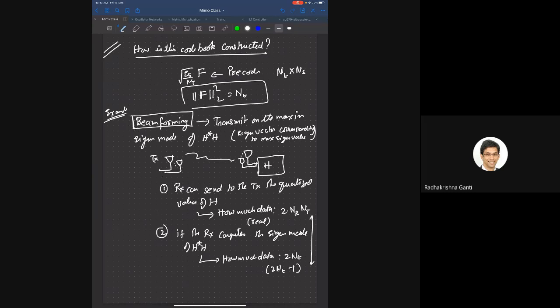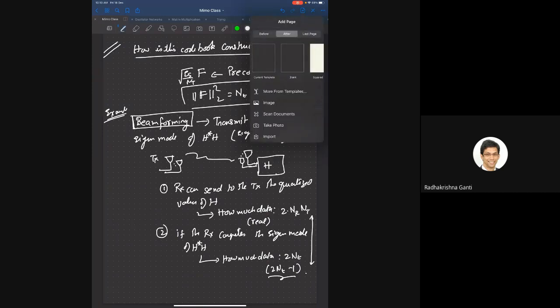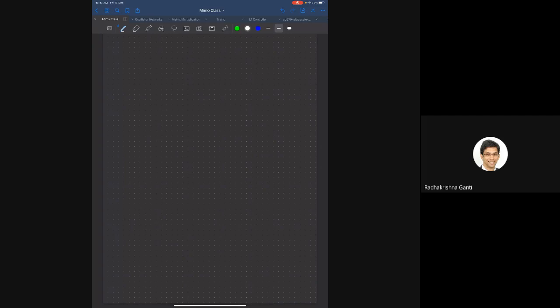Okay, sir. So coming back to this, you can see this is a very simplified way of looking at things. You can see a lot of savings in terms of the feedback channel. Agreed? Now the question is, you have a codebook of beamforming vectors. So essentially, what is the beamforming vector size?